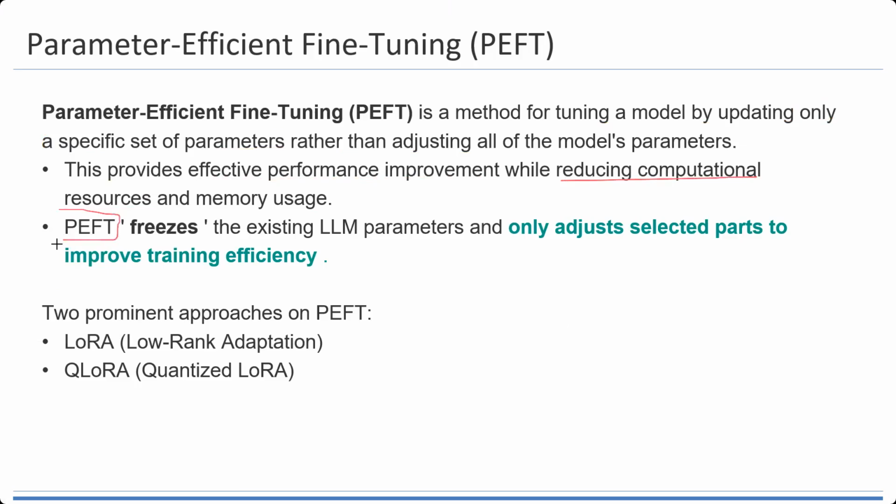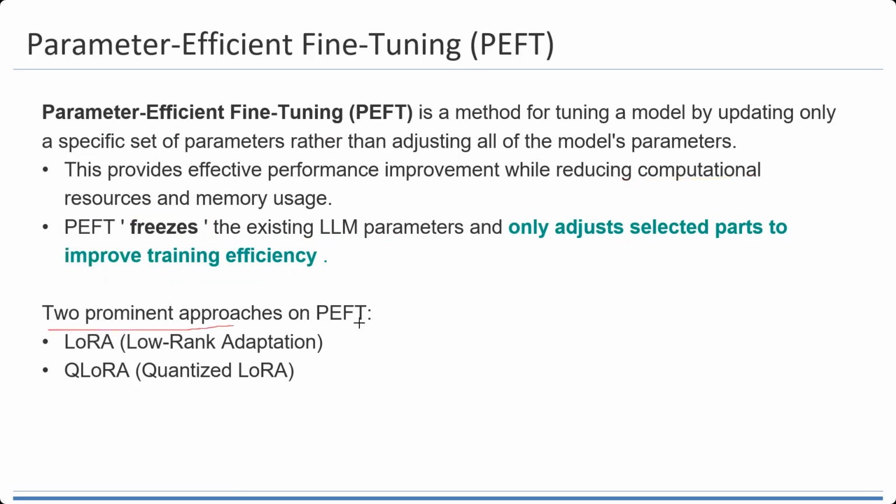In PEFT, this parameter efficient fine tuning, it freezes. If you learn from the fine tuning approach, they always use the word freeze. It means some of the parameters, if not important, they will freeze. Freeze means we do not modify the weight. We keep the weight as it is and only adjust selected parts to improve the training efficiency.